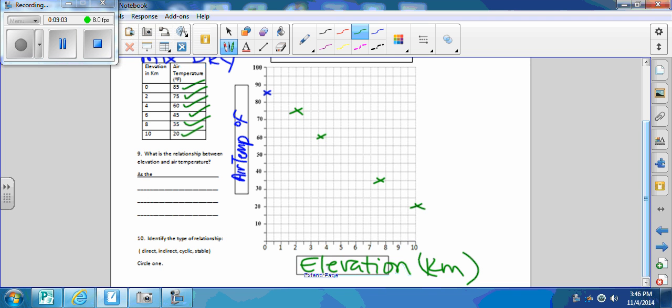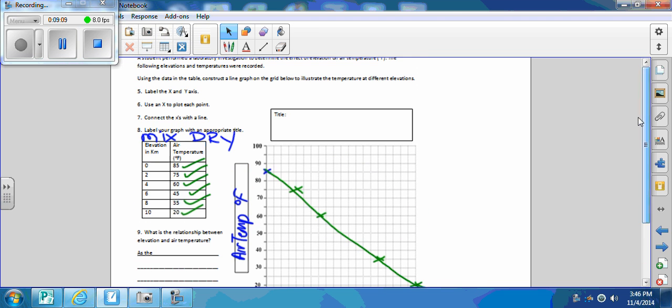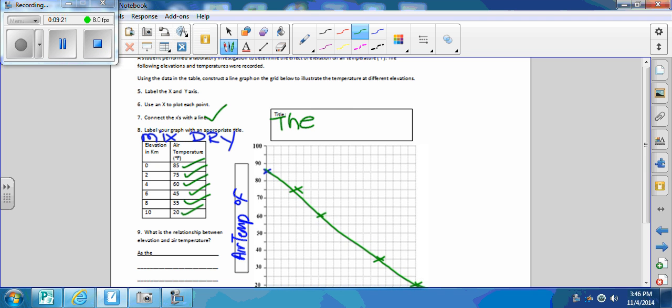Then the next direction tells you to connect with a line. If you didn't connect with a line, you got points taken off as well. You can't just leave it hanging. It's sad. You didn't follow directions. Connect the X with a line. Now they want you to make a title. Label your graph with an appropriate title. Well, what are the effects? The effects of elevation on air temperature.